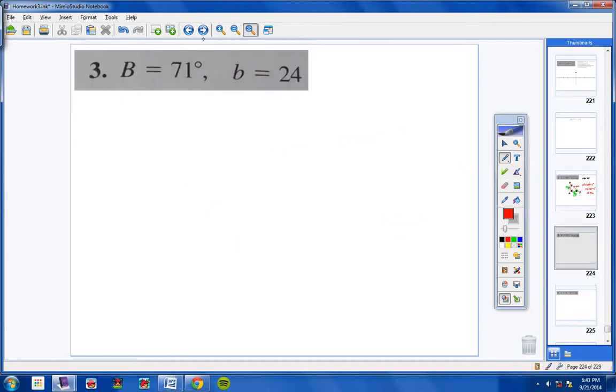Okay, let's try number 3. Let's go ahead and draw our right triangle here. So here's our right triangle. We'll call this A, we'll call this C, we'll call this B. Angle B is 71 degrees, angle C is 90, and side B is 24. Now, very quickly, we can find the measure of angle A. 90 plus 71 is 161, and so we would need 19 degrees to give us 180. Let's go ahead and put 19 degrees here.